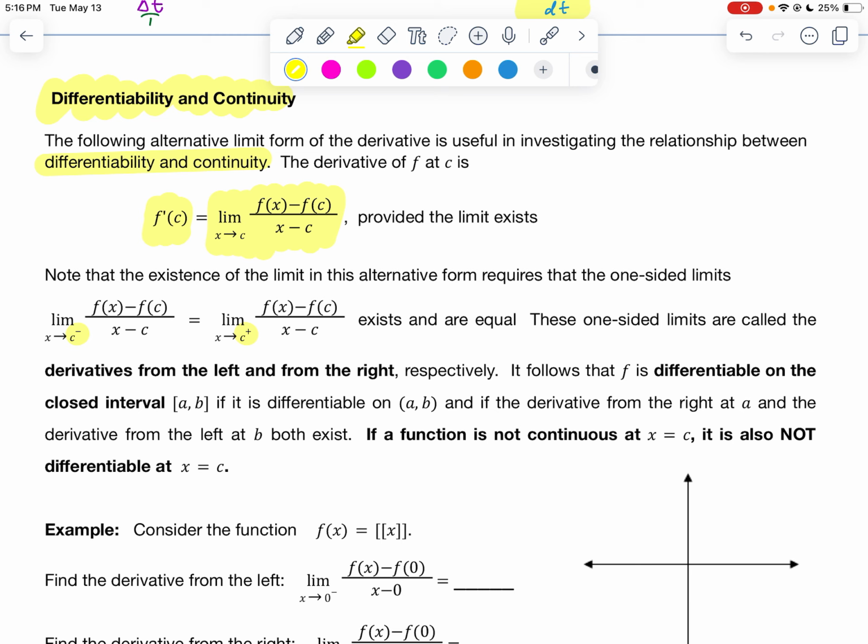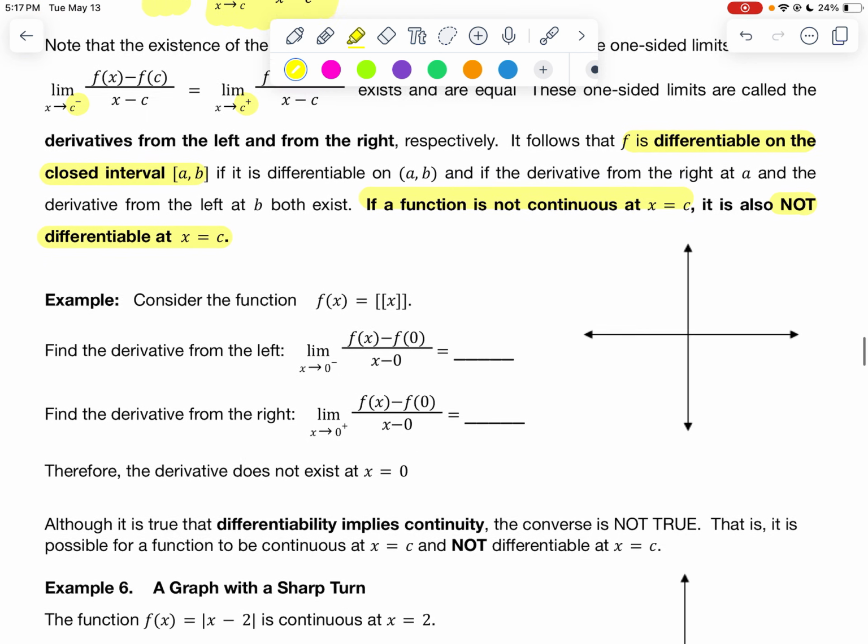It follows that f is differentiable on the closed interval a to b if it is differentiable on the open interval a, b, and if the derivative from the right at a and the derivative from the left at b both exist. And then it says, if a function is not continuous at x is equal to c, it is not differentiable at x is equal to c. So we're going to go ahead and take a look at the first example. We're going to see that it is not continuous at x is equal to c, therefore it is not differentiable.